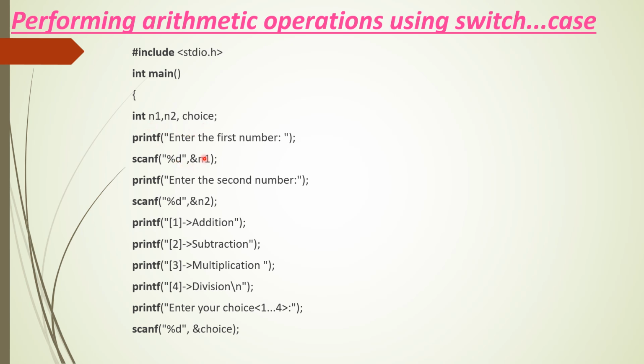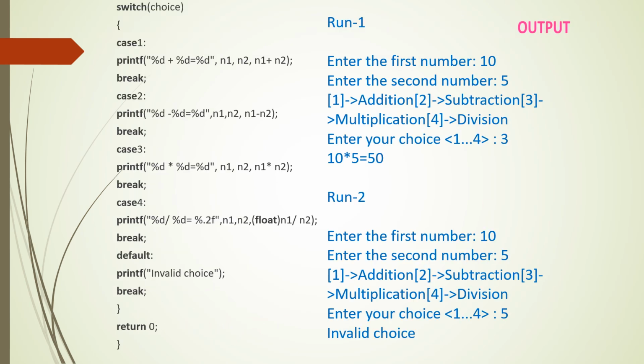I get the first number and second number, and I also print the choices as addition, subtraction, multiplication, division. Now I want to enter my choice also, that is also given here. I'll explain here. Switch choice. Choice is nothing but my representation. I use choice as the expression where I decide which operation has to be done. So the first case is the addition operation, I break it.